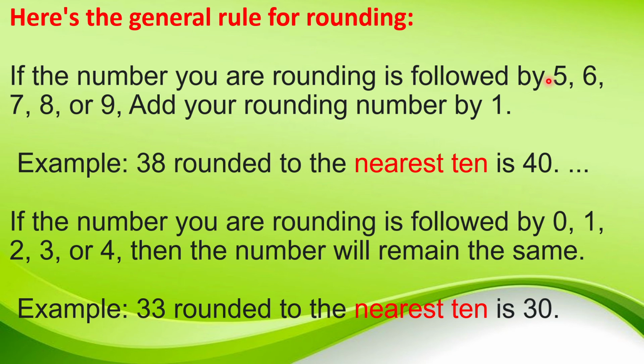Again, for the general rule for rounding numbers, always remember that if the number you are rounding is followed by 5, 6, 7, 8, or 9, add 1 to your rounding number. And if the number you are rounding is followed by 0, 1, 2, 3, or 4, then your rounding number will remain the same.